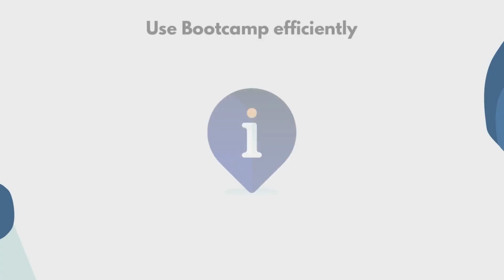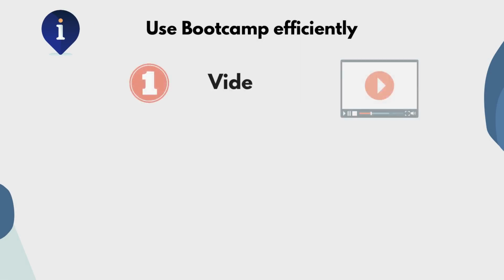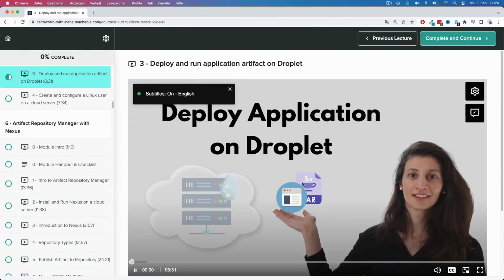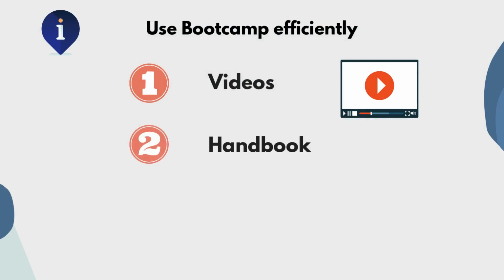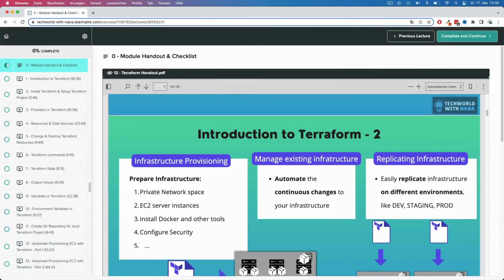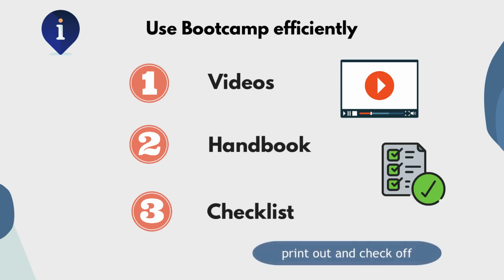Now, before you get started, I want to give you some important tips on how to get the most out of the bootcamp. There are 3 things you get while working on a module. First, you have the theoretical videos, but also practical demos, which you will follow to practice along with me. Second, you get a handbook for each module with key takeaways and overview of what you have learned. And third, you get a checklist for each and every module so you can print out and check off the items as you work through the videos.